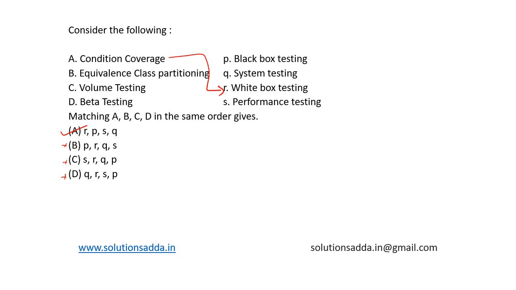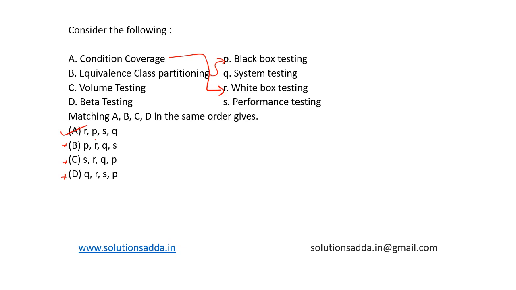Equivalence class partitioning. It divides the input test data into partitions, with each partition of equivalent data used at least once, from which test cases can be derived. Only input values are needed, not the code. Hence, it is a black box testing. B is mapping to P. This is correct.